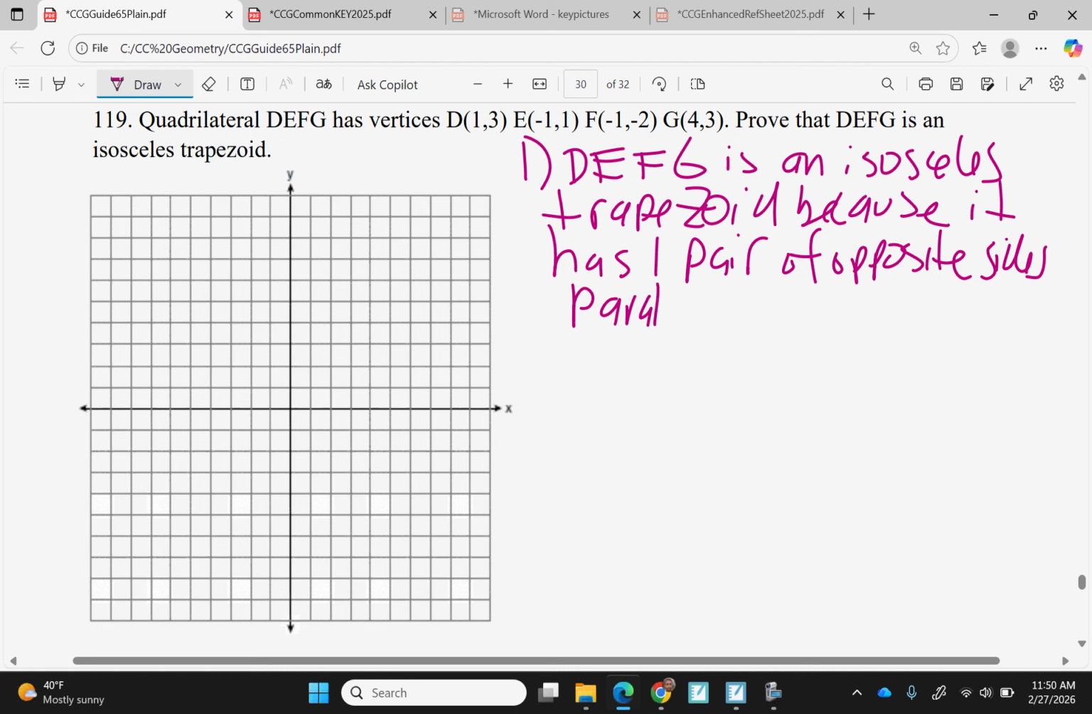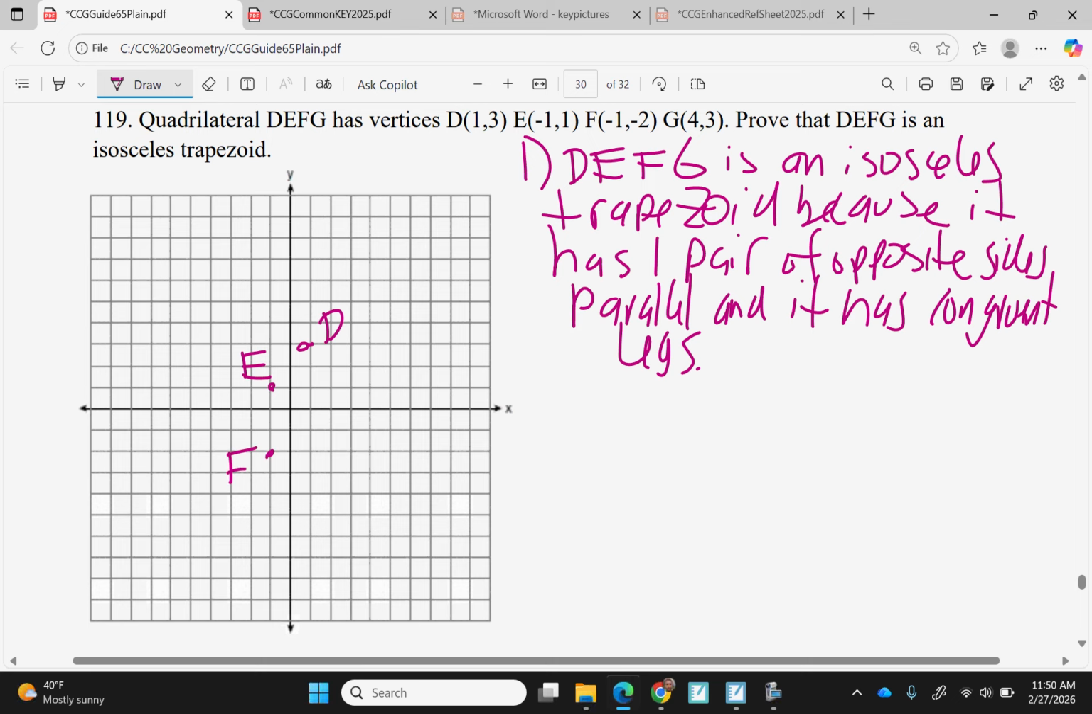And it has congruent legs. And again, both of those things I'm getting from that list, and you are going to have to know these if you want to get the points. So D is (1, 3), E is (-1, 1), F is (-1, -2), G is (4, 3).